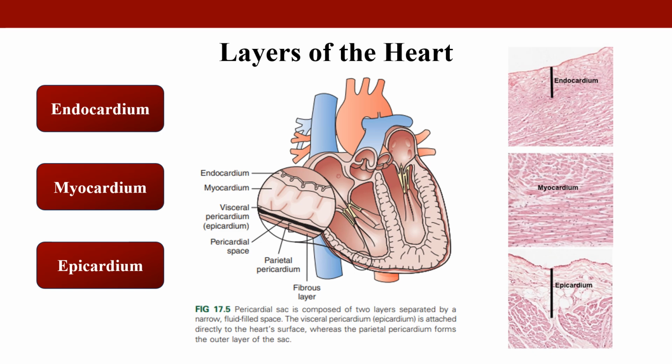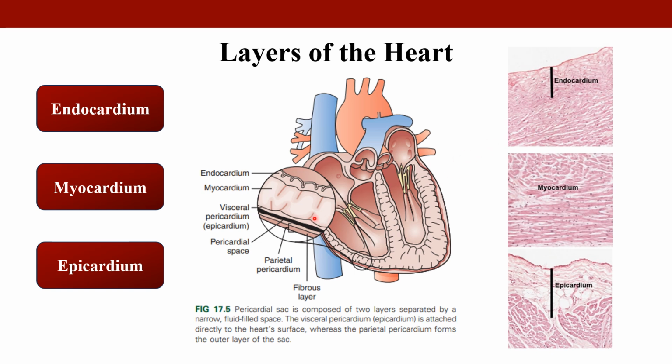Layers of the heart. The heart wall is composed of three layers. One, endocardium. This is the inner layer, consisting of squamous epithelial cells that provide a smooth lining for the heart chambers and valves, minimizing friction and preventing clot formation. The endocardium is continuous with the endothelium of the blood vessels.